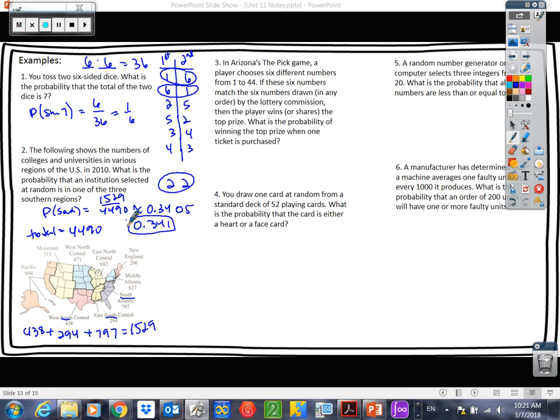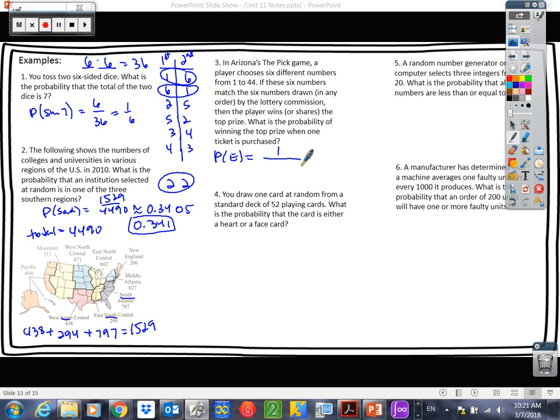Okay. All right, let's look at number 3. So number 3, we have a lottery, and they're going to choose different numbers from 1 to 44. If these 6 numbers match the 6 numbers drawn in any order, then the player wins or shares the top prize. What's the probability of winning the top prize when 1 ticket is purchased? So the probability of this event: I'm purchasing 1 ticket. There's only one way I can get what I want. The one way would be the winning way, right? We're figuring the probability of 1 winning ticket.